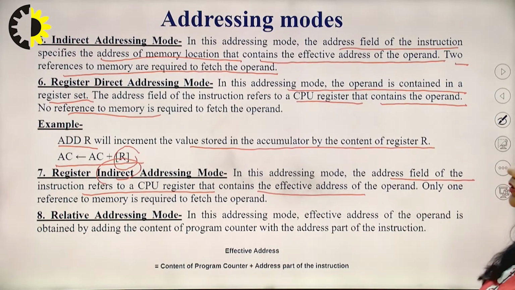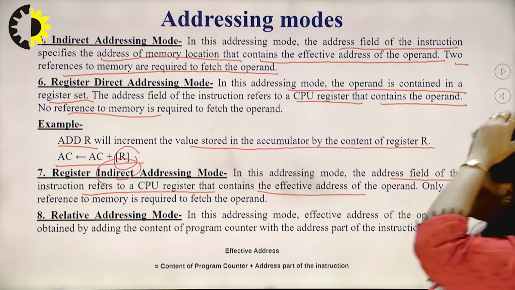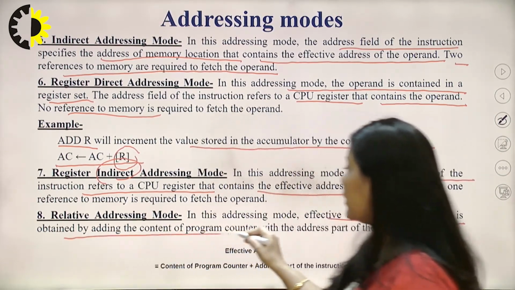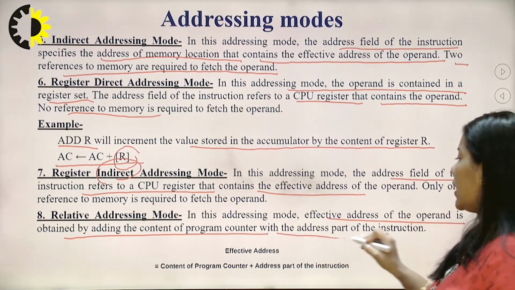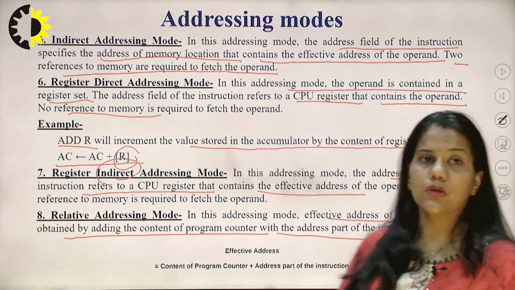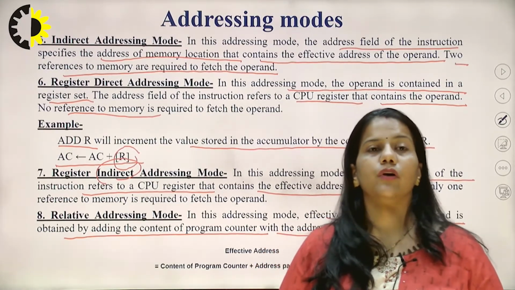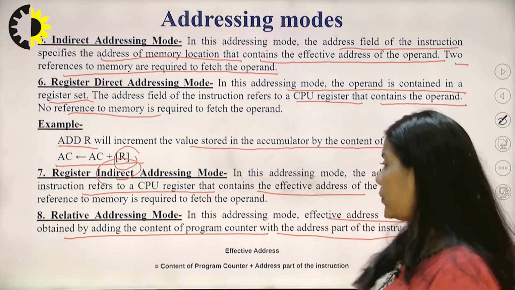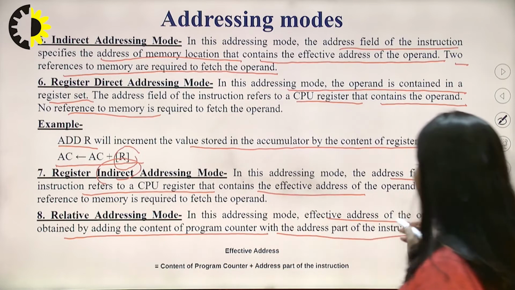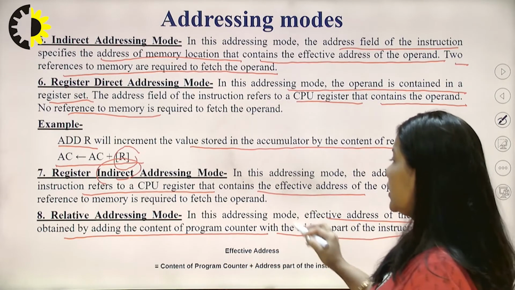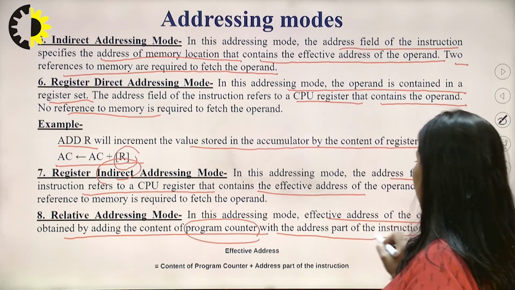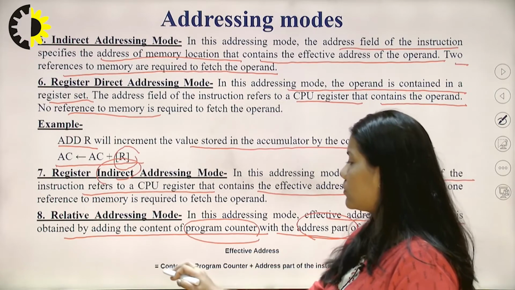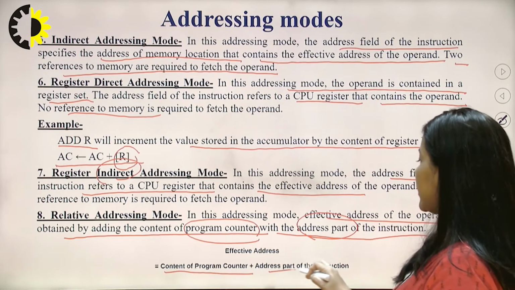Now, when we talk about the relative addressing mode, the effective address of the operand is obtained by adding the contents of program counter with the address part of the instruction. So, in this addressing mode, one of the registers containing the memory address will be your program counter, and another will be the address part that is specified in the instruction. So, effective address is equal to contents of the program counter plus the address part of the instruction.